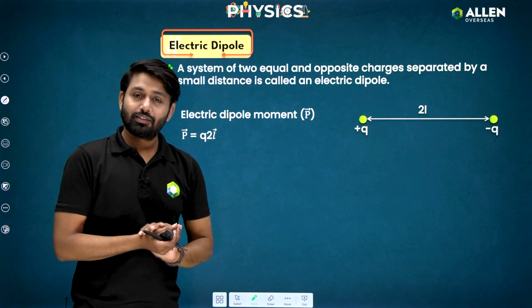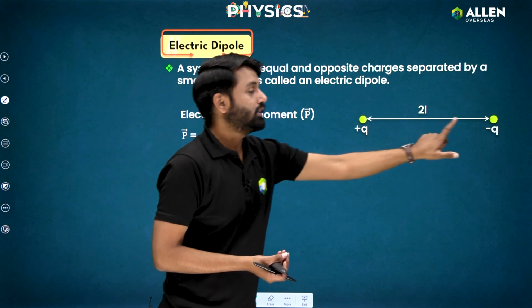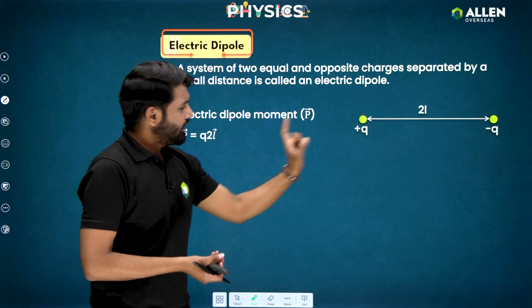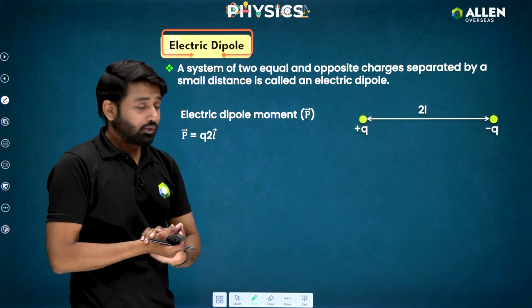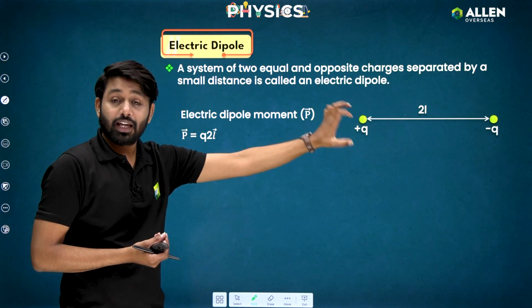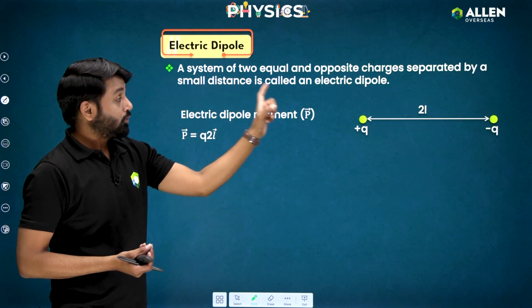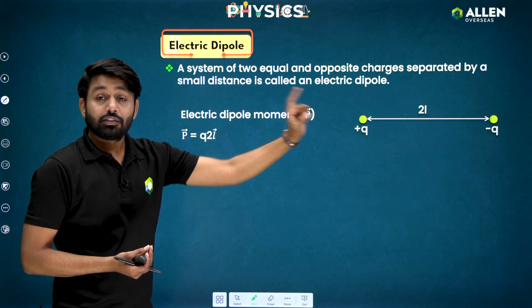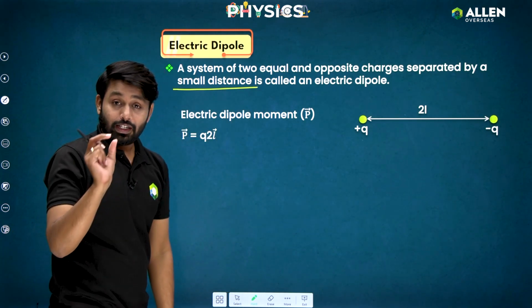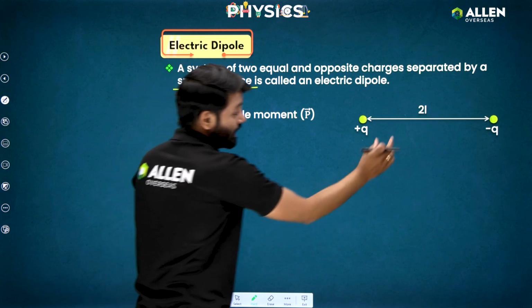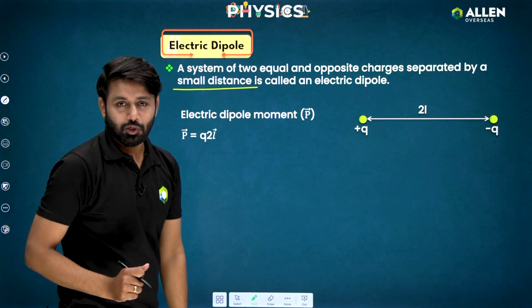You can see here, this is the charge configuration, this is plus Q and this is minus Q, right? And separation between these two charges is 2L, right students? So this configuration we call electric dipole, okay? A system of two equal and opposite charges separated by a very small distance is called electric dipole. Keep in your mind, we have to take this distance very small, right?